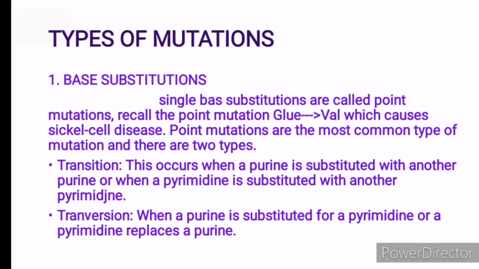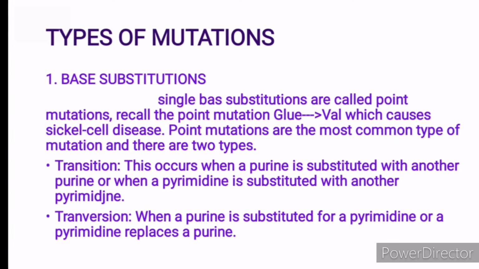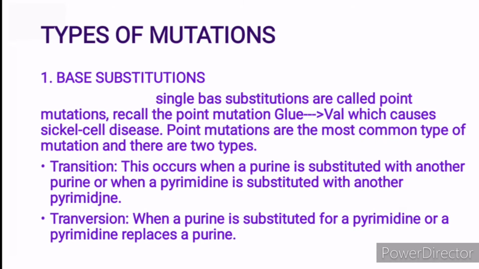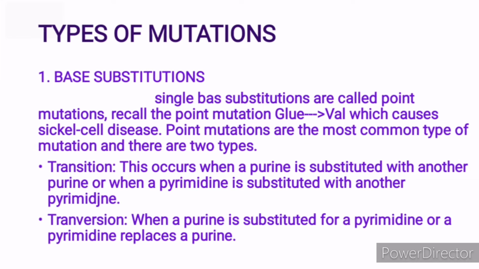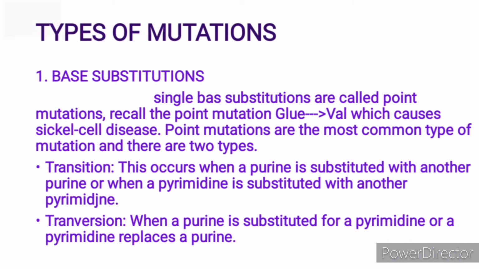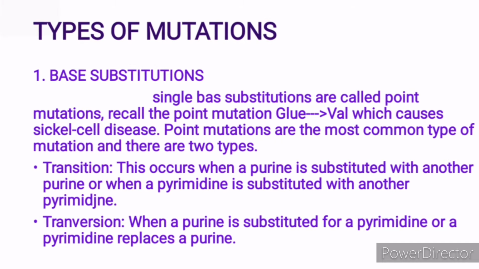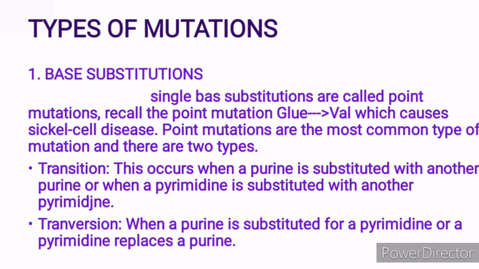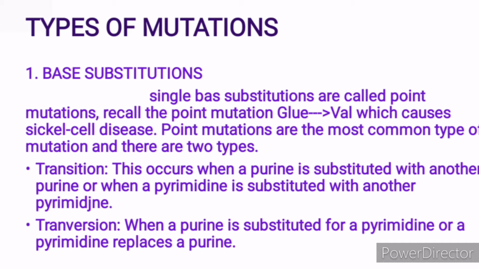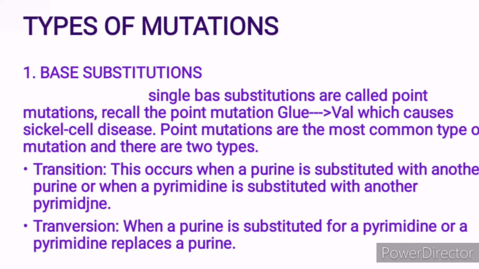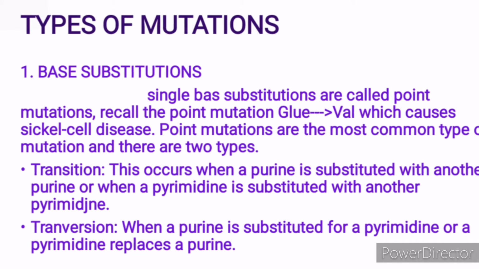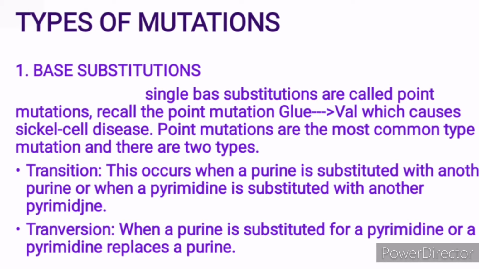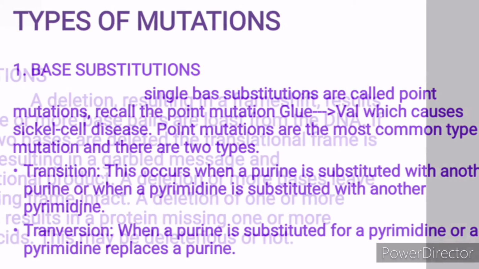We have three types of mutations. The first one, base substitutions. Single base substitutions are called point mutations. Recall the point mutation in globin which causes sickle cell disease. Point mutations are the most common type of mutation, and there are two types, transition and transversion. Transition occurs when a purine is substituted with another purine or when a pyrimidine is substituted with another pyrimidine. Transversion is when a purine is substituted for a pyrimidine or a pyrimidine replaces a purine.